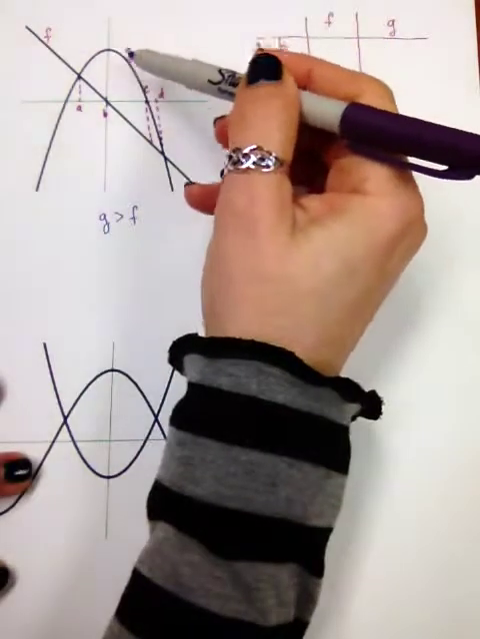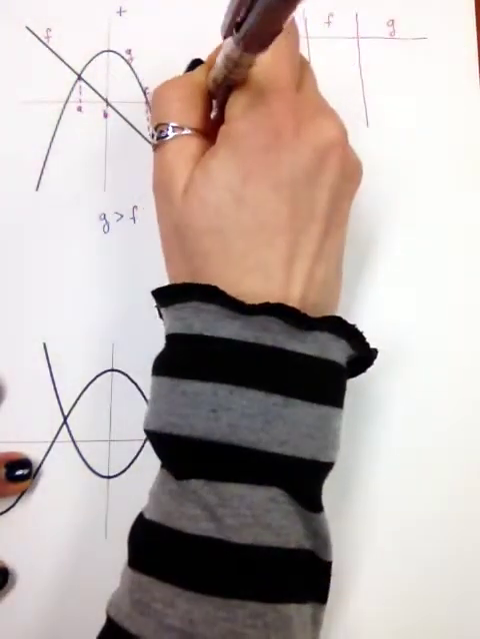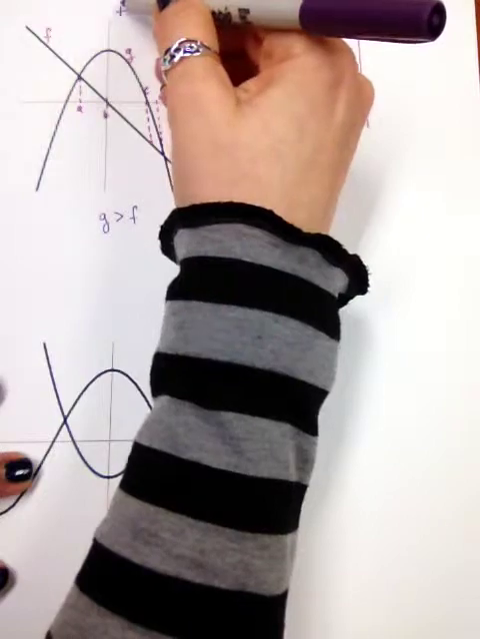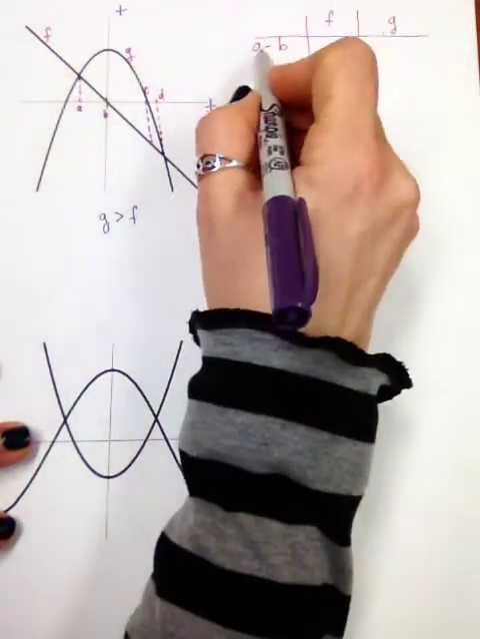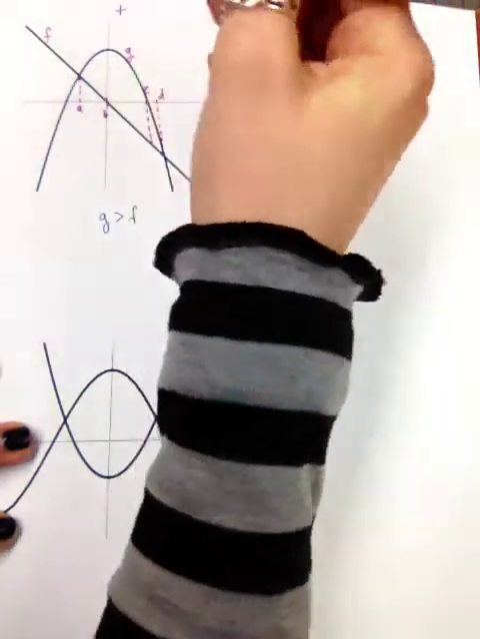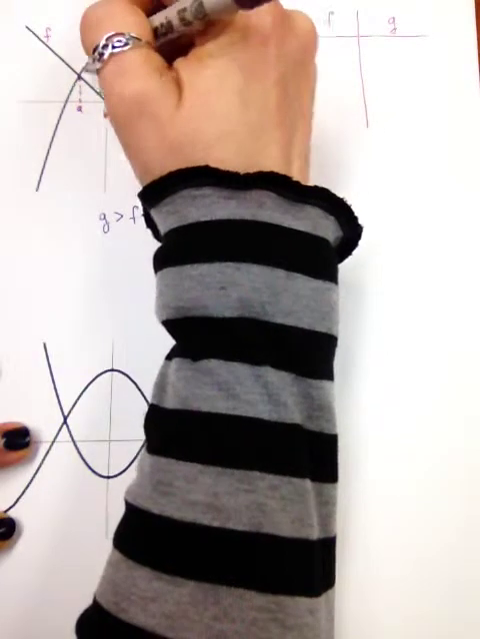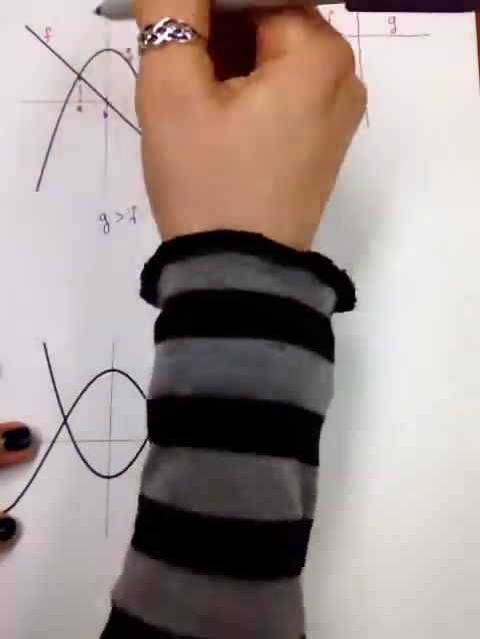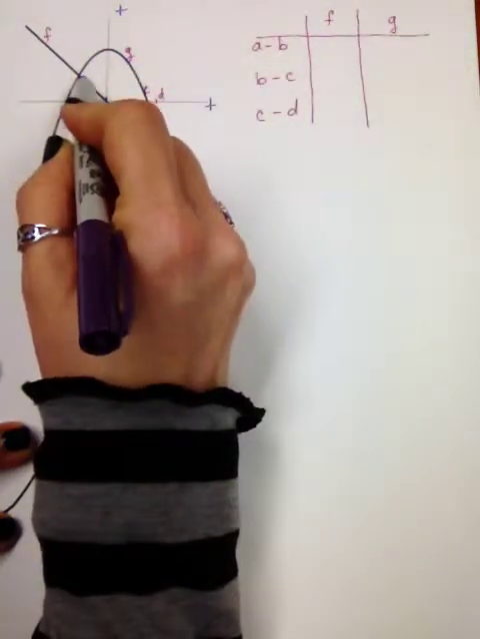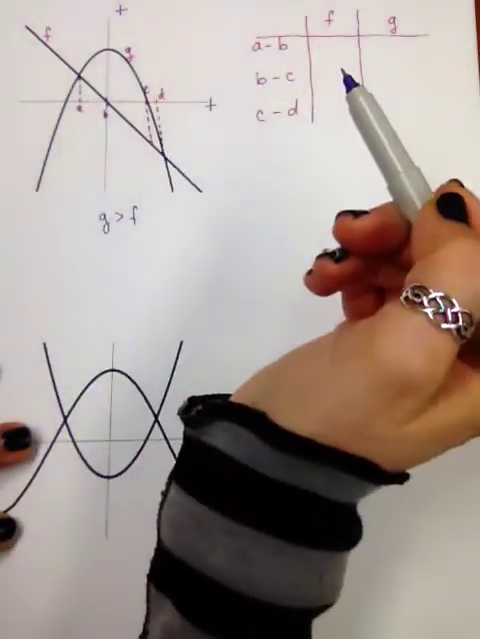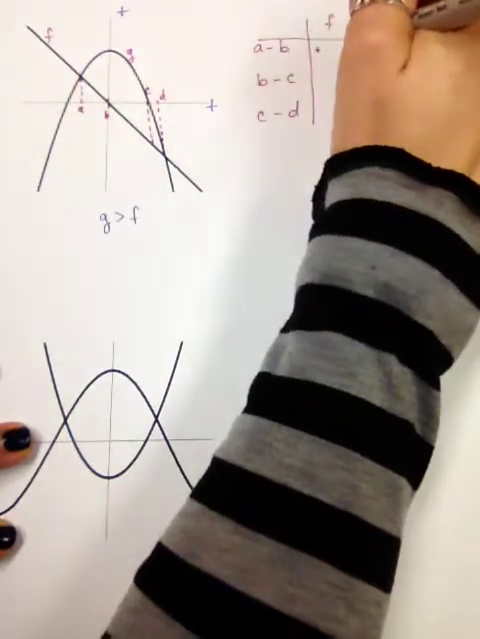So g is the more positive function if I'm thinking about positive numbers being up above or to the right, but for this we're looking at positive numbers up here, negative numbers down here. If I was going to integrate from a to b, I know that the integral underneath g is positive because I'm going from left to right and the area is above the x-axis, and the integral for f is positive because I'm going from left to right and the area underneath f is above the x-axis. So these are both positive.